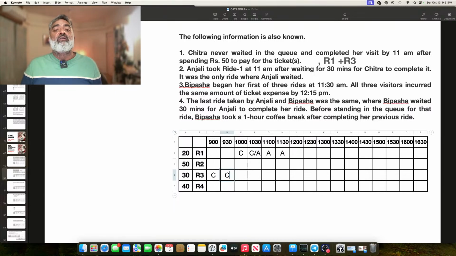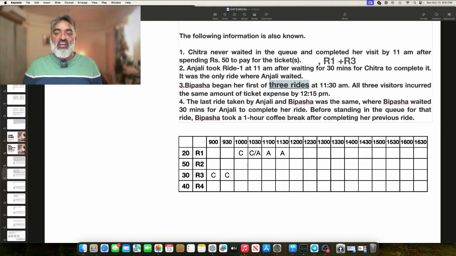Great. Bipasha began her first of 3 rides. So, this might be important for later that she has taken 3 rides. I want to underline it, capture it in my memory banks. But the first of it was at 11:30 a.m. Now, again, think about it. Can Bipasha take ride 1 at 11:30? No, at 11:30 ride 1 is occupied by A.